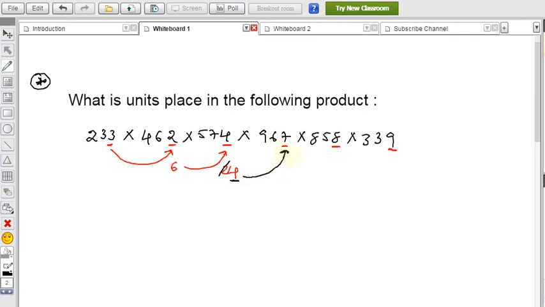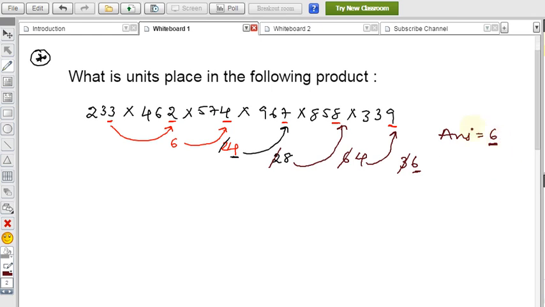Then 4 into 7, 28. Okay, now again cut the tens place. Again 8 into 8, 64. Now cut this 6. Again 4 into 9 is 36. In this cut 3, finally the answer is 6. So 6 is the units place in this total number. You have to take only the single digit, only the units place. Okay, I'll explain one more problem.